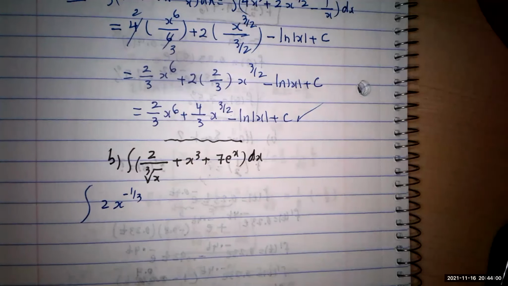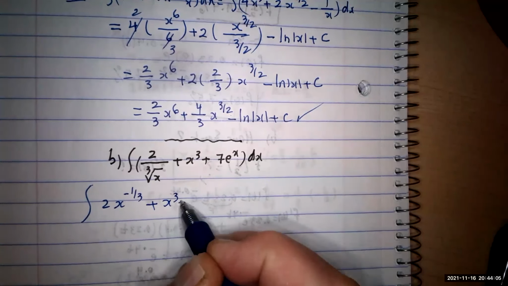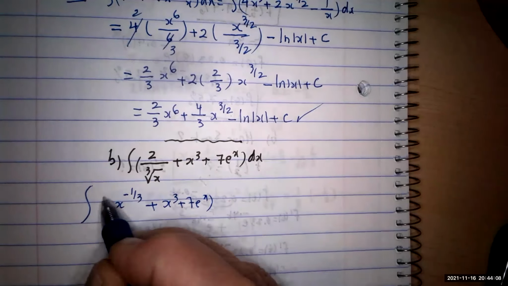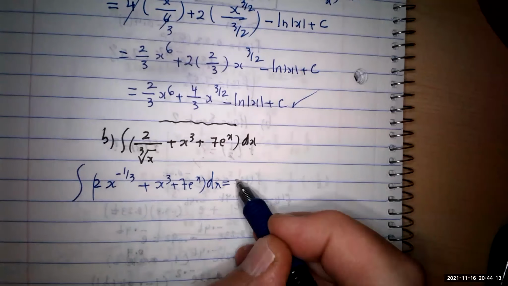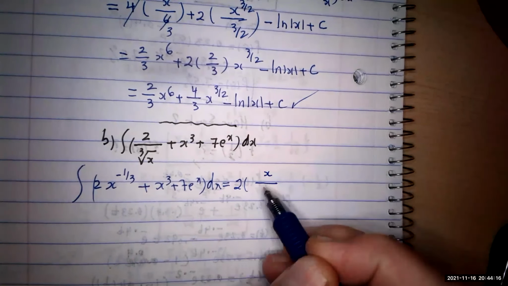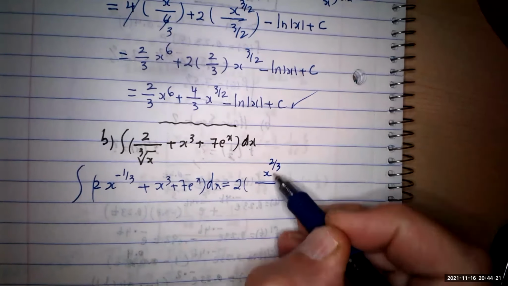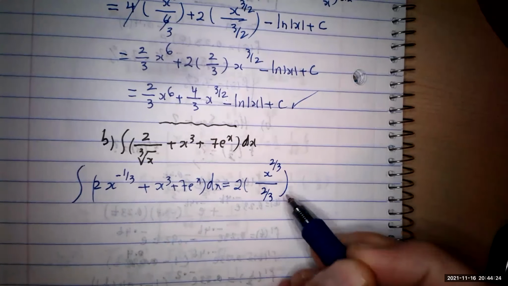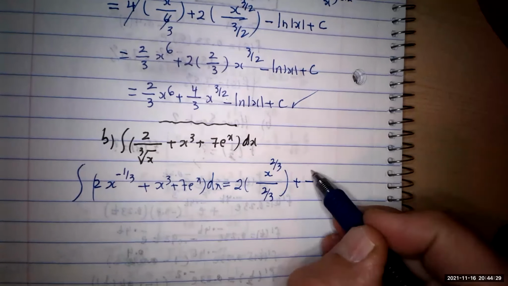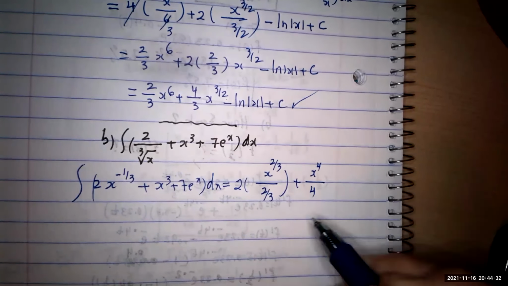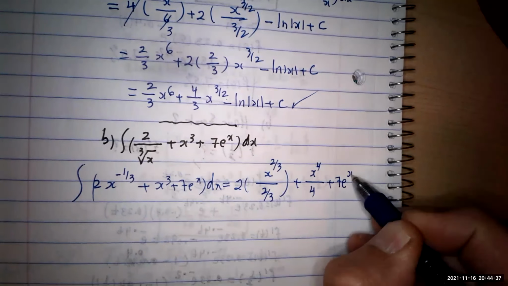because cube root of x would be x to the 1/3, and you move it up, plus x cubed plus 7 e to the x. Now we are ready to operate. 2 is a number, add x to the negative 1/3 plus 1 would be 2/3, divided by the 2/3, done. Plus x to the 3rd would be x to the 4th divided by 4. Plus 7 exponential function never changes, you know that. Derivative and the integral would be all the same.